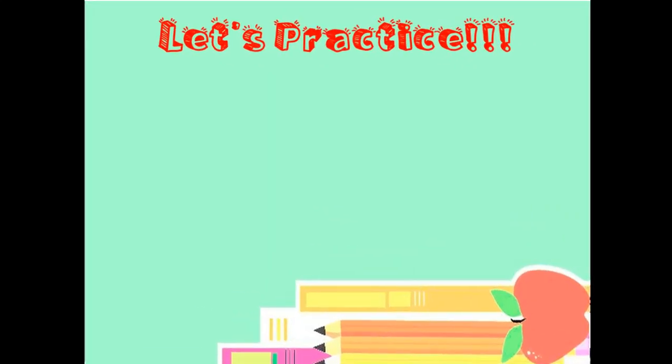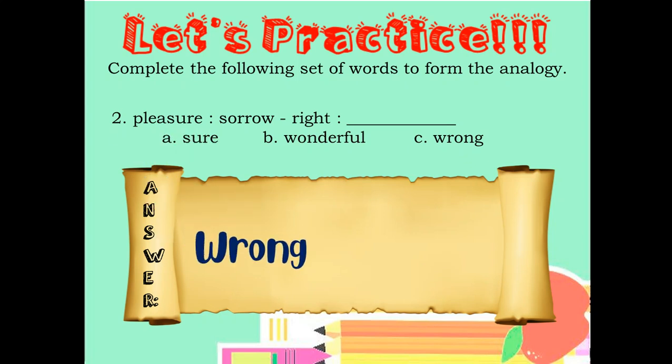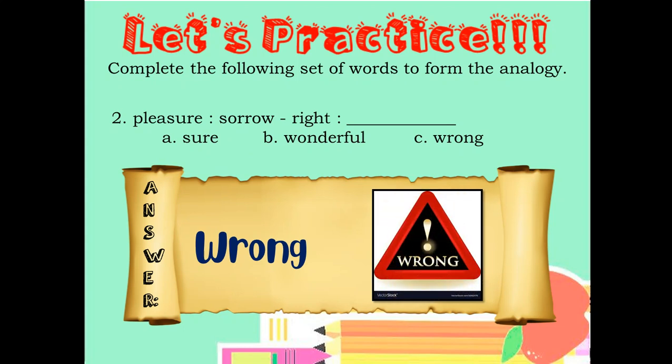Question number 2. Pleasure is for sorrow. Right is for blank. A. Sure. B. Wonderful. Or C. Wrong. What would be your answer? Okay, you are correct. Letter C. Wrong. Because the relationship that we use here is what? Antonym. That's correct. The opposite words.